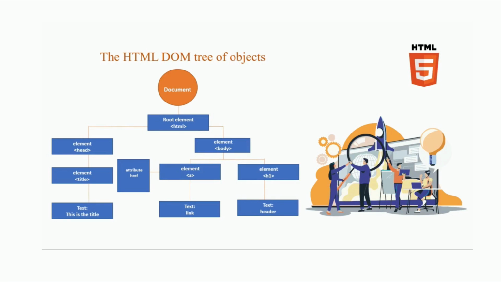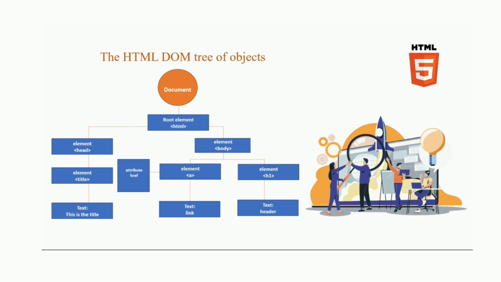Here we can see the pictorial representation of the HTML DOM tree of objects, where we have the document. Inside the document, we have the root element, also known as the parent element, which is HTML here. The HTML has two children, the head element and the body element. Inside the head element we have its child, the title element. Then the title element has its own child, which is text.